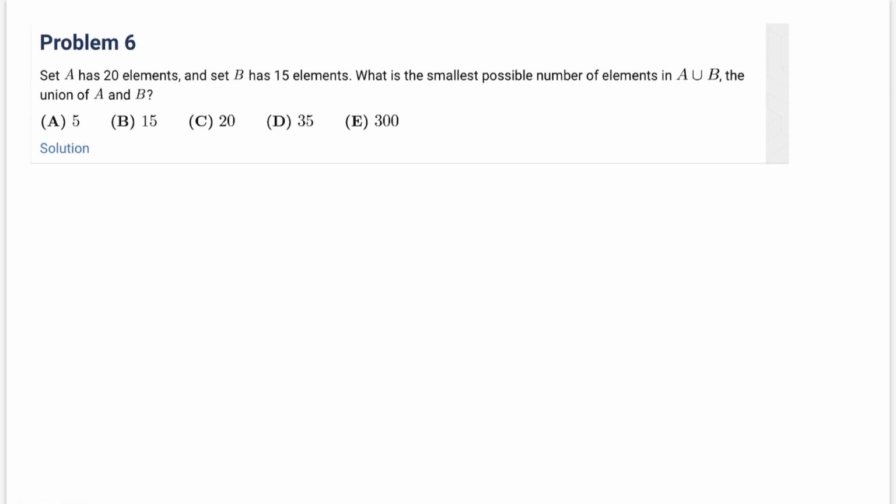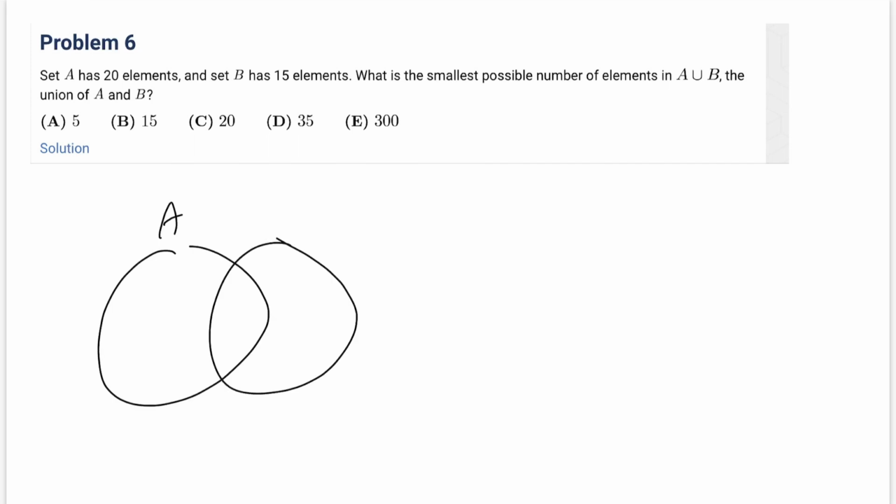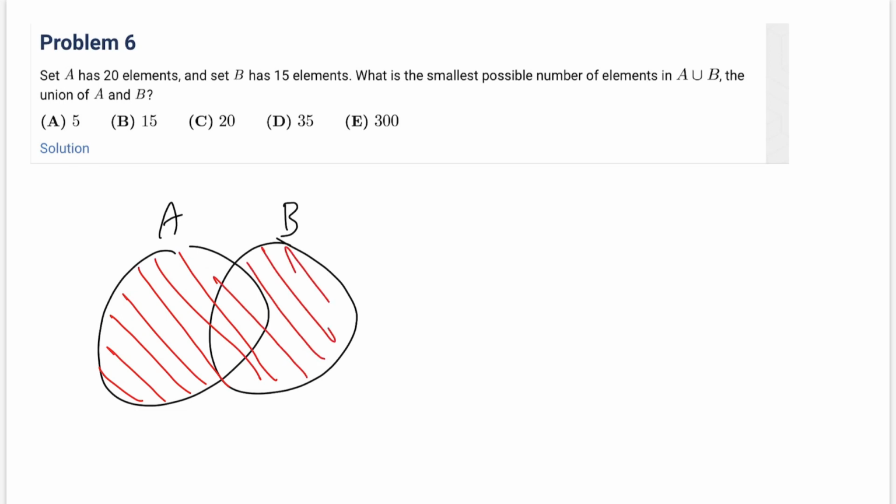Number 6: set A has 20 elements and set B has 15 elements. What is the smallest possible number of elements in A union B? The union of A and B means both A and B together. So if you don't get what I mean, then to show in a Venn diagram form, it's like this. If there's A and B, this whole thing would be the union of A and B.